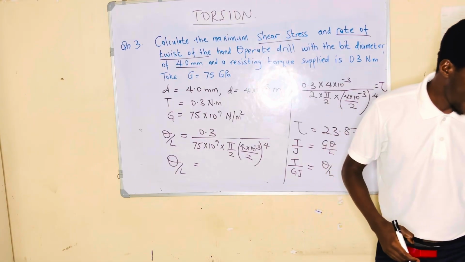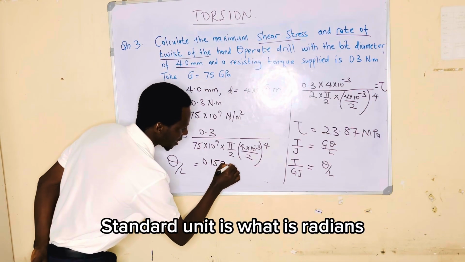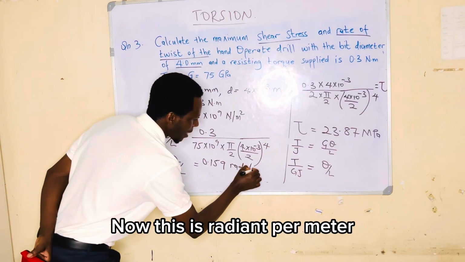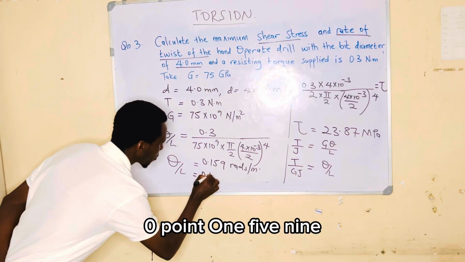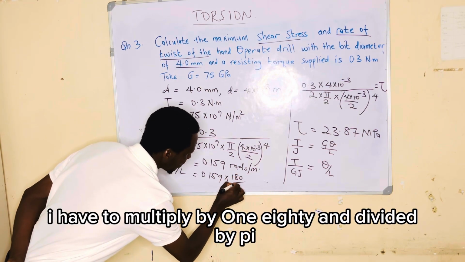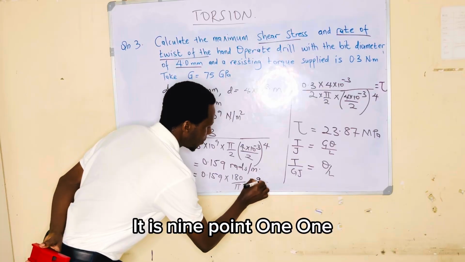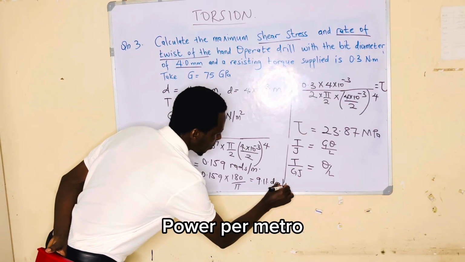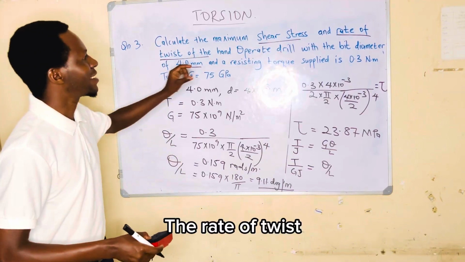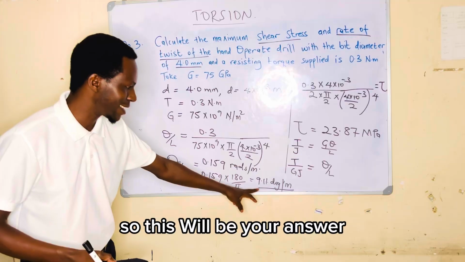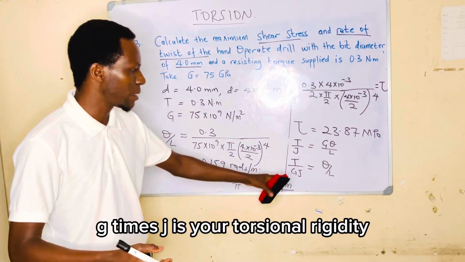According to my calculator, I get 0.159. The standard unit is radians, so this is radian per meter. You can also give this answer in degree per meter. To change 0.159 to degrees per meter, I multiply by 180 and divide by pi. So the final answer is 9.11 degrees per meter. This is our final answer for the rate of twist. If the question were to continue and ask you to find the torsional rigidity, you would only get GJ, the value of G times J, which is your torsional rigidity.